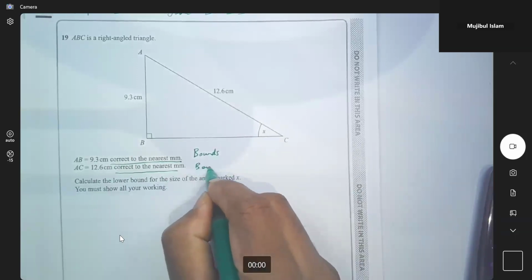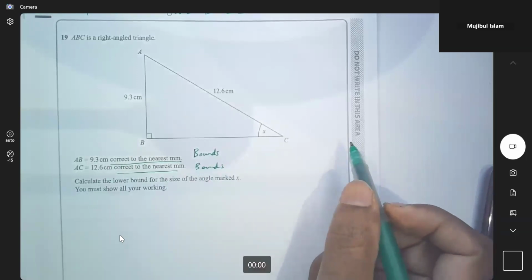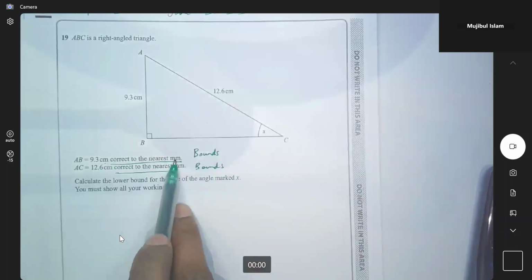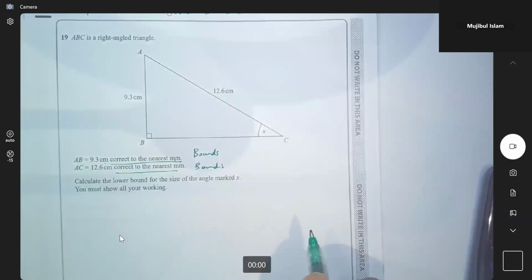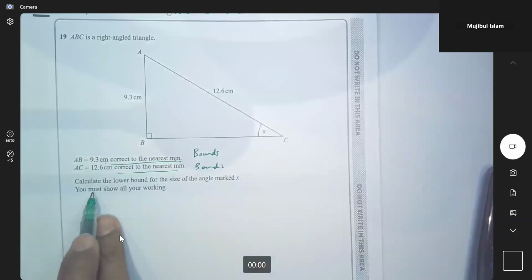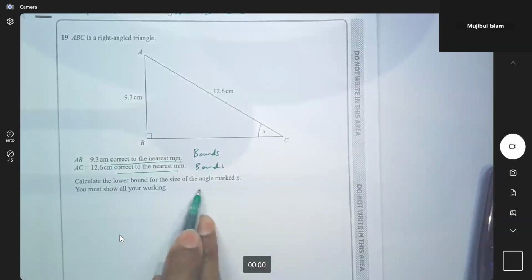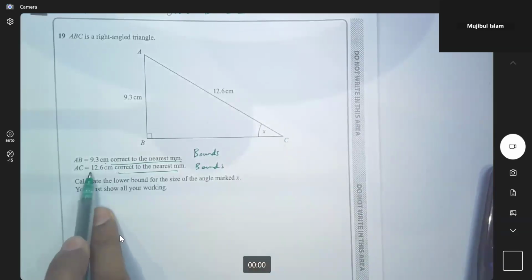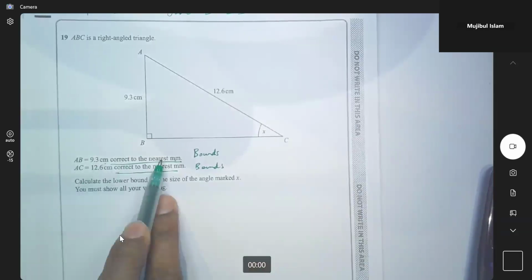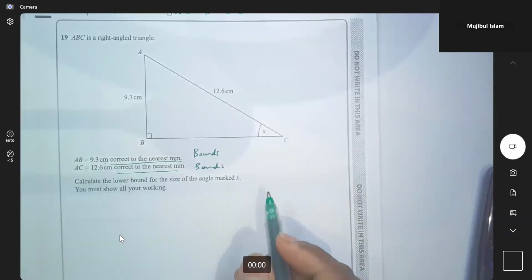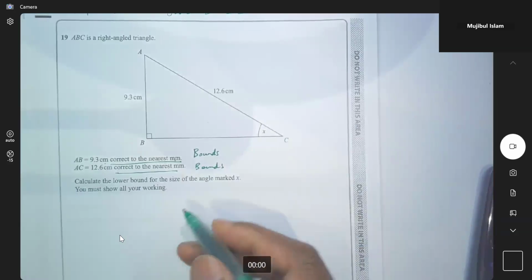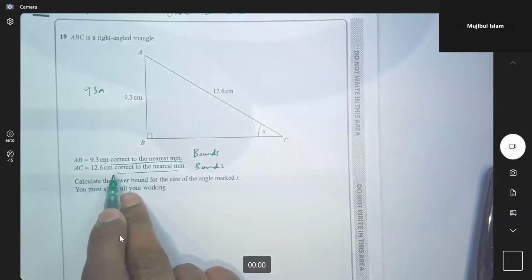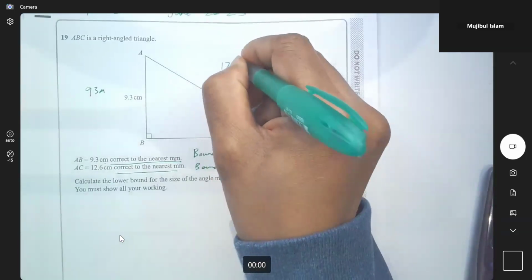And again, you need to start thinking bounds. All right, notice here, this is centimeter, centimeter. It says here millimeter, millimeter. Okay, so that's the tricky thing here. Calculate the lower bound for the size of the angle marked X. So we need to find the lower bound for that. So let's look at this. I'm going to change 9.3 to millimeters, which is going to be 93 millimeters. 12.6 becomes 126 millimeters.